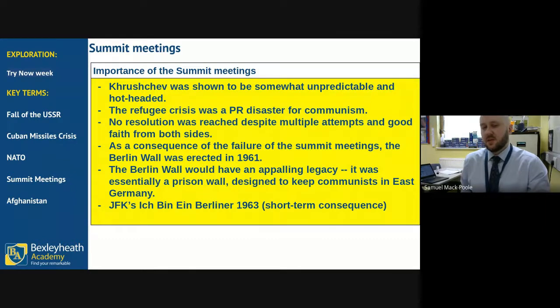Okay, so we can't deny the importance of these summit meetings. These summit meetings would define the period from 1961 to 1989 with that erection of the Berlin Wall. The Berlin Wall really was a truly significant symbol of all that was wrong with communism by denying people freedom of movement. So I'd say these summit meetings are extremely significant.